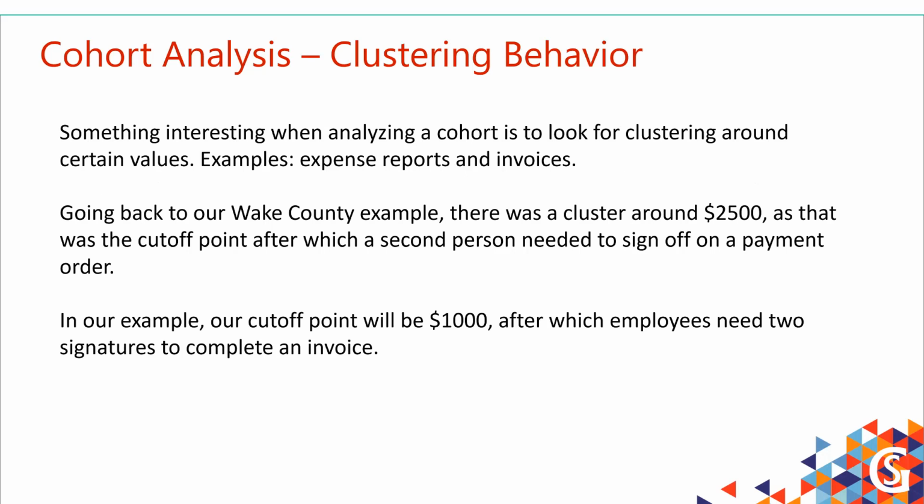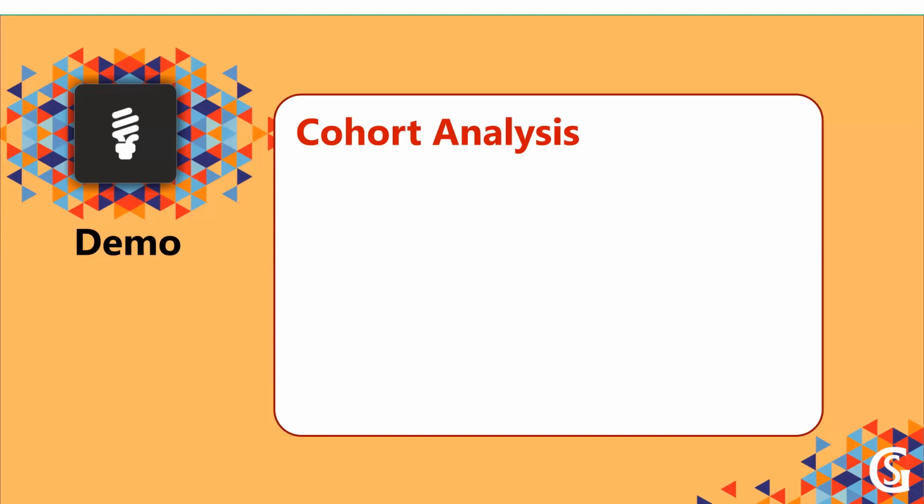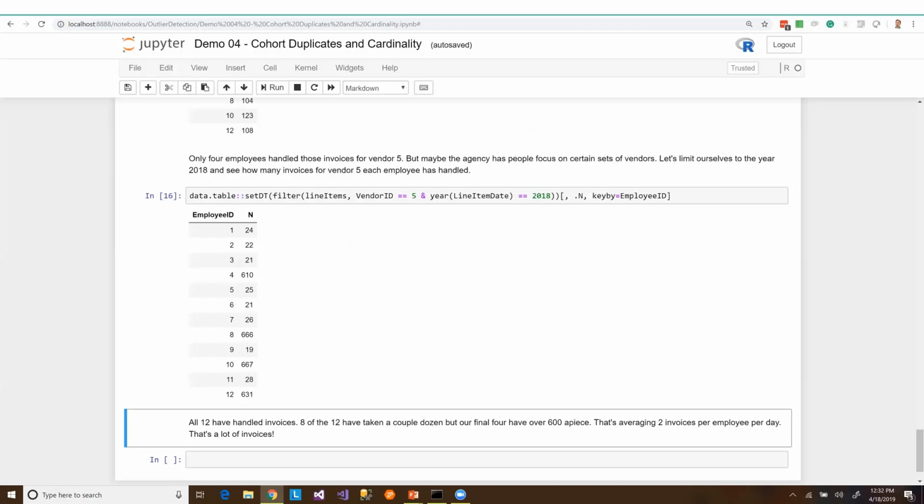I'm also interested in clustering behavior. Here my cluster is $2,500. That was the cutoff point in the Wake County example. In my example, our cutoff point is $1,000. My expectation is, I think there are going to be people who will submit invoices just under $1,000 to get under that limit. And there may be a wall between $999 or $900 and $1,000. So I can dig into that and see whether or not this is the case.